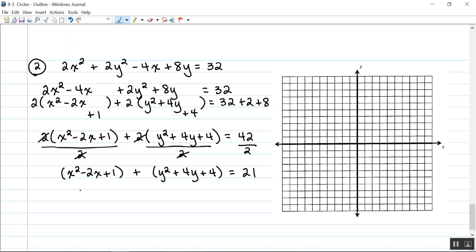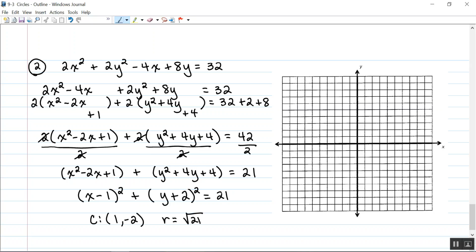Okay, so this is a perfect square trinomial. It's going to factor into an x, the sign in front of b, which is negative, and then the square root of c, which is 1, squared, plus, same thing here, a y, with a positive in front of b and the square root of c, which is 2, equals 21. So my center is the point (1, negative 2), and my radius is the square root of 21, because remember in the formula 21 is r squared. I can leave it as the square root of 21, but I don't know what that means for graphing it. That's approximately 4.6, but leave 21 in your formula.